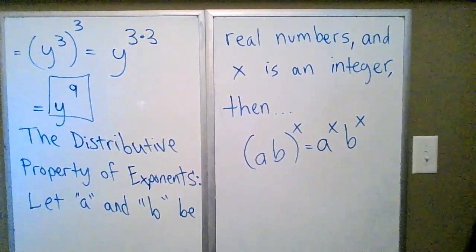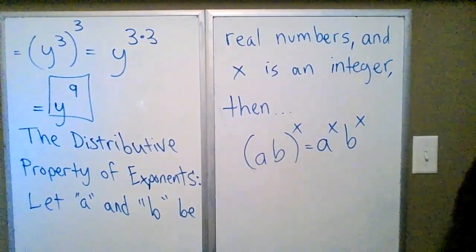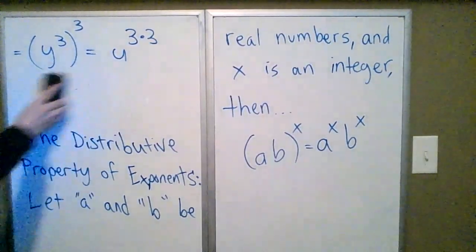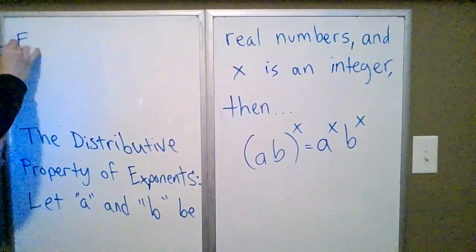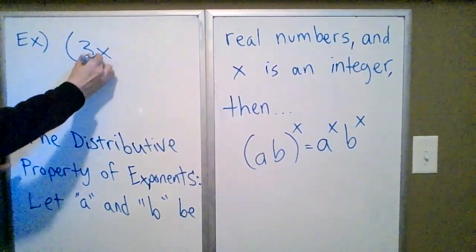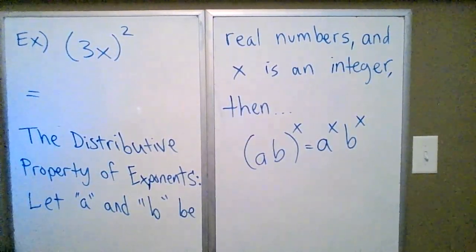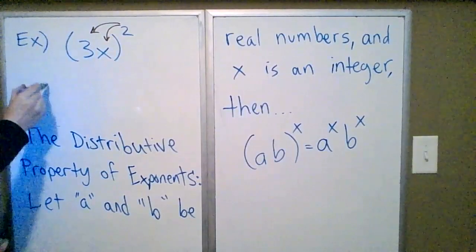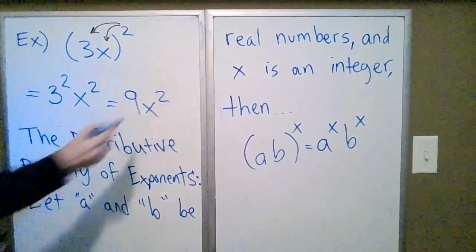Our first example is to take 3x and have it squared. So we have 3 squared and x squared. Nine x squared.